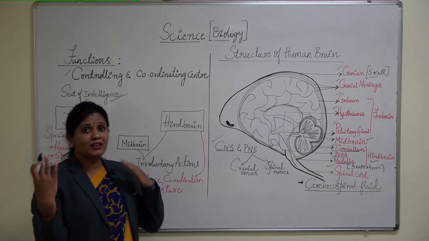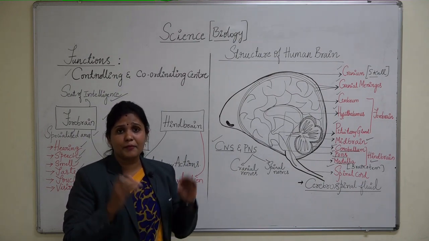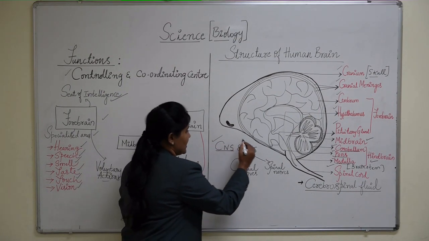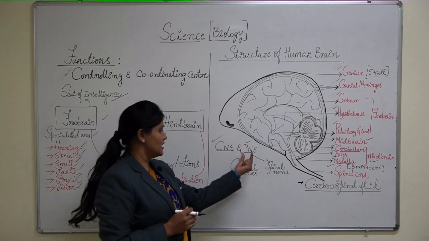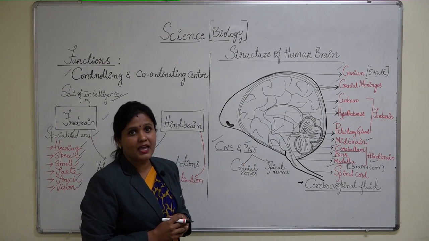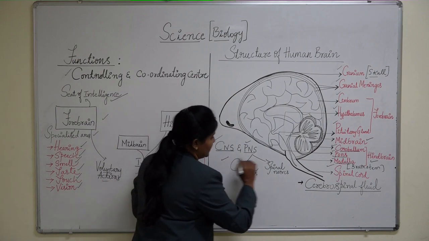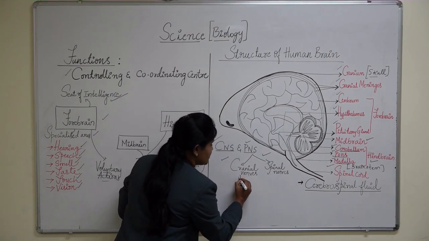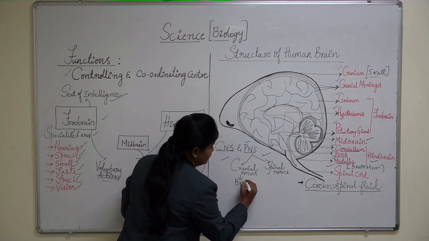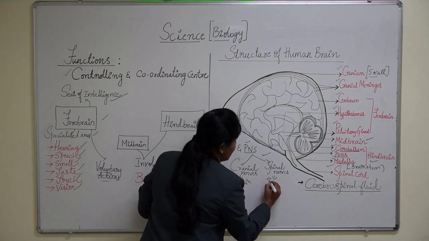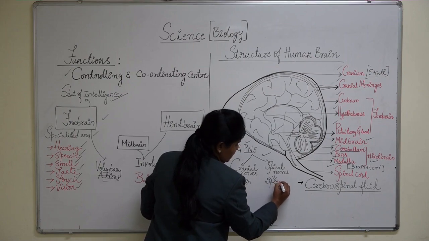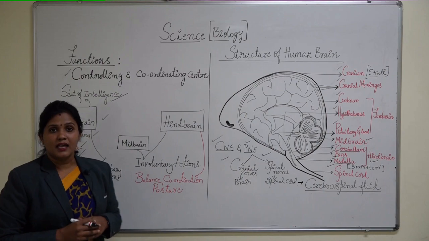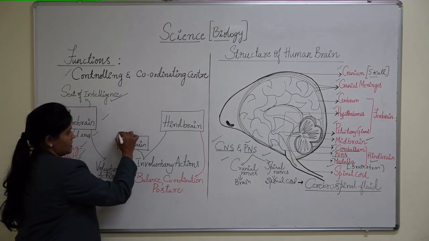To facilitate all these actions, there should be proper communication and connection between the CNS and the PNS. PNS is the peripheral nervous system, composed of cranial nerves and spinal nerves. Cranial nerves arise from the brain and spinal nerves arise from the spinal cord. Let us speak about the other parts of the brain.